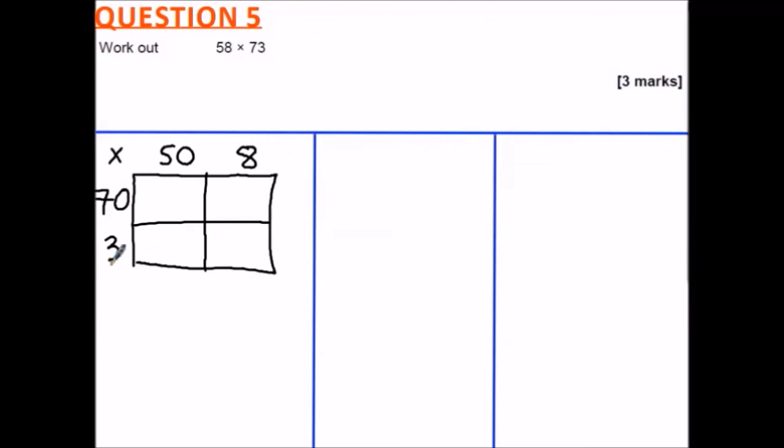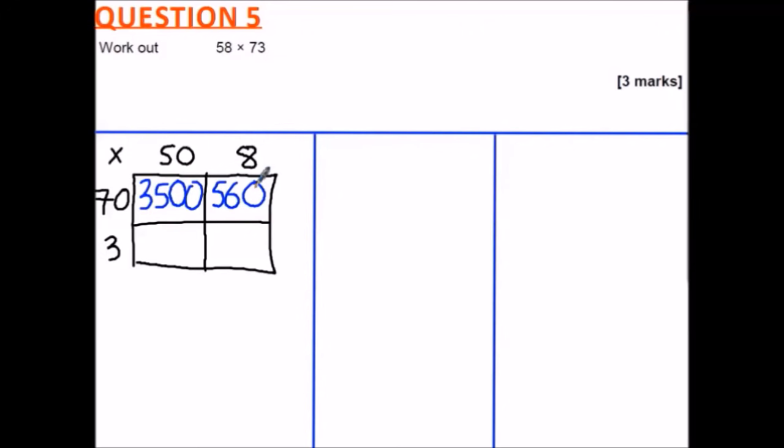Now it's just a case of working out what goes into these boxes. So first of all, top box, 50 times 70. Well, 5 times 7 is 35. We've got 2 zeros to add on, so plus 2 zeros in, 3,500. This one, 70 times 8, well 7 times 8 is 56, plus 1 zero in, 560.